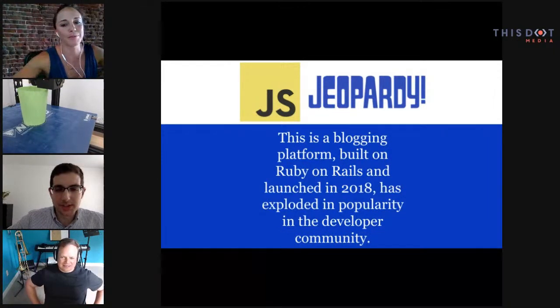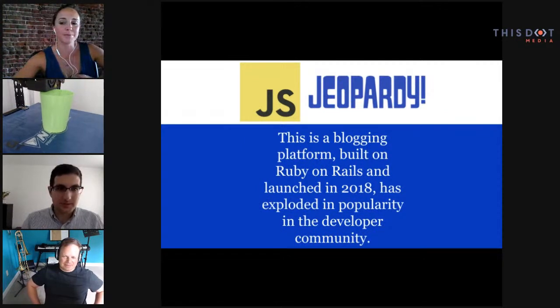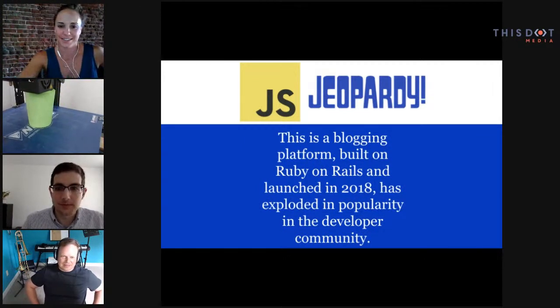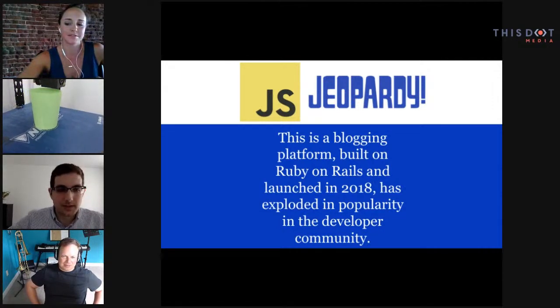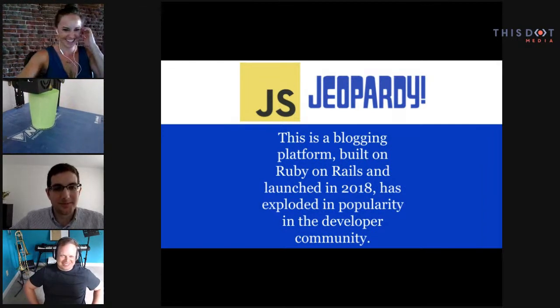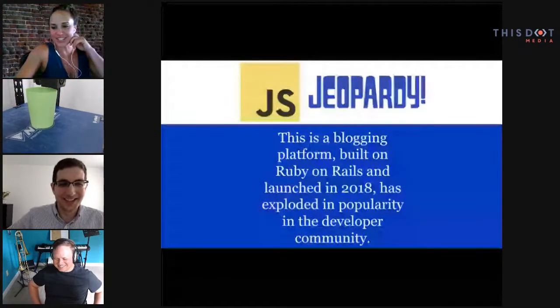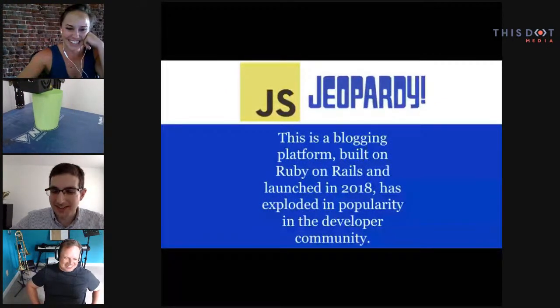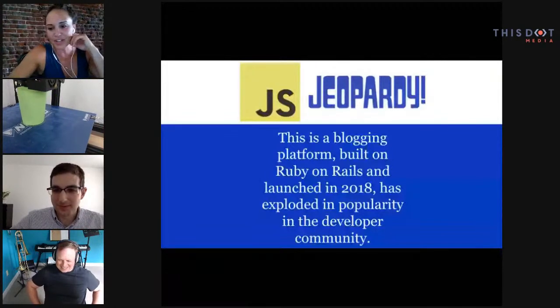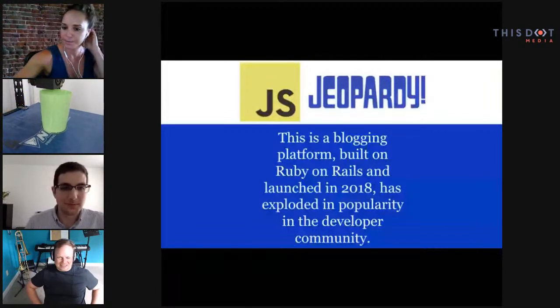The blogging platform built on Ruby on Rails launched in 2018. What is Slack? Not quite. It's definitely popular in the dev community. Yeah, because the business world is all still using WordPress. Just can't move on. What is Curiosities? I think I had a Curiosities back in the day. Yes. What is Reddit? Not quite, although that is also popular, I would concur.